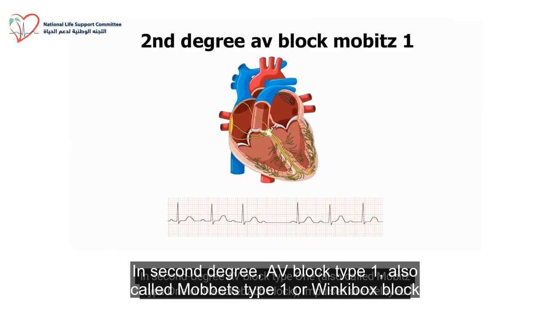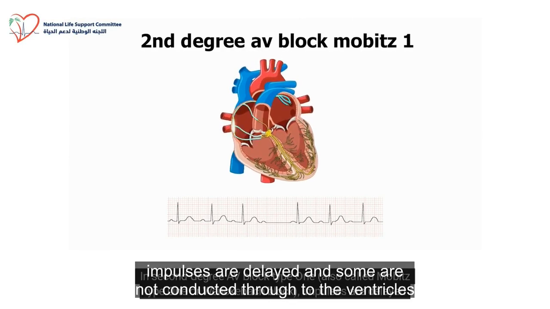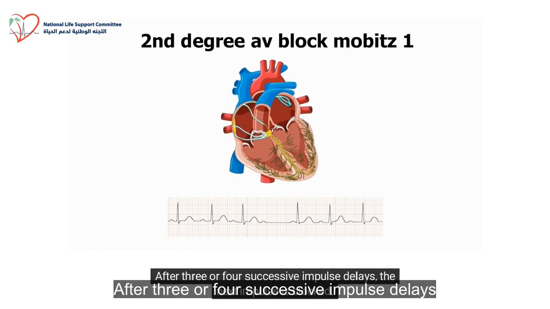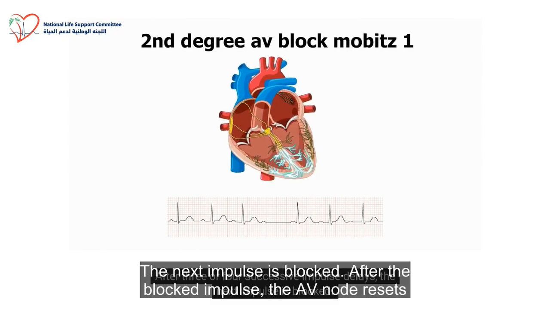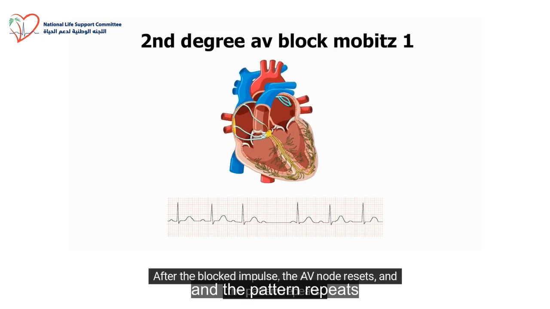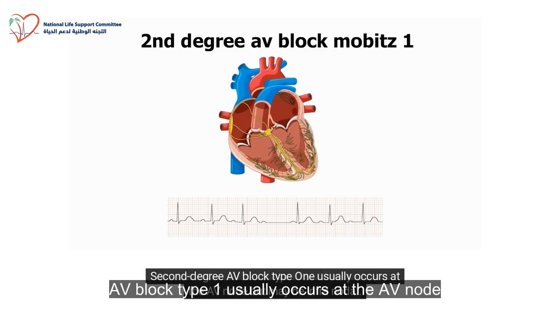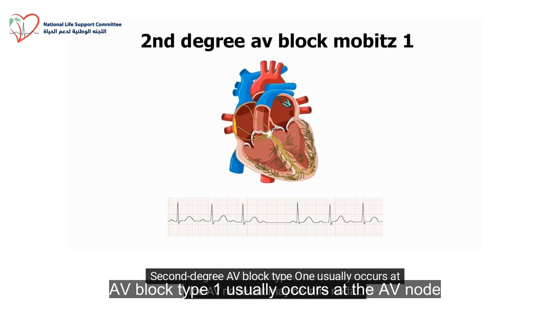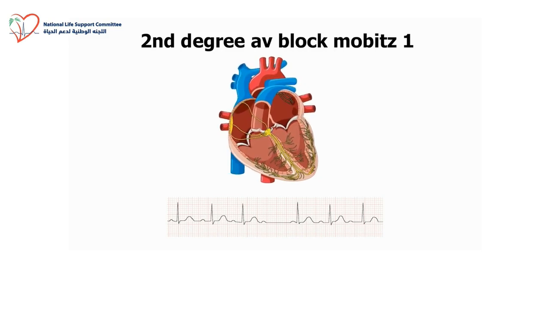In second-degree AV block type 1, also called Mobitz type 1 or Wenckebach's block, impulses are delayed and some are not conducted through to the ventricles. After 3 or 4 successive impulse delays, the next impulse is blocked. After the blocked impulse, the AV node resets, and the pattern repeats. Second-degree AV block type 1 usually occurs at the AV node, but may be infranodal.